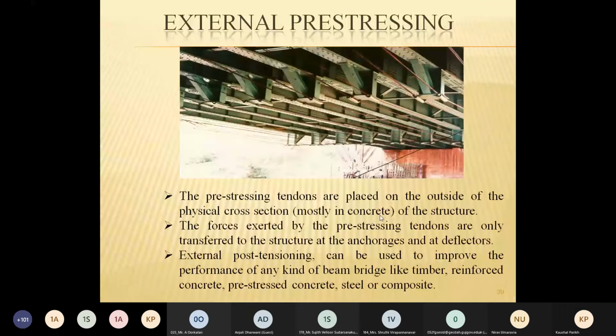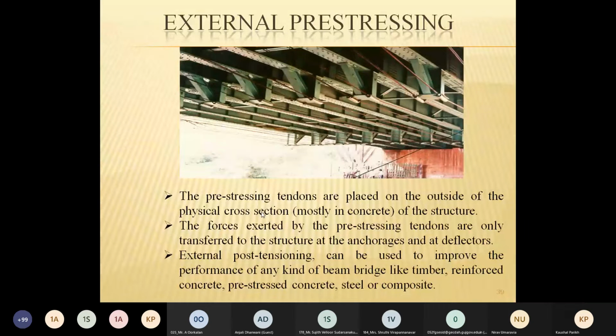Now external pre-stressing: here we can visualize that the pre-stressing tendons are placed on the outside of the physical cross section. The forces exerted by the pre-stressing tendons are only transferred to the structure at the anchorages and at the deflectors. External post-tensioning can be used to improve the performance of any kind of beam bridge, like timber, reinforced concrete, pre-stressed concrete, steel, or composite.